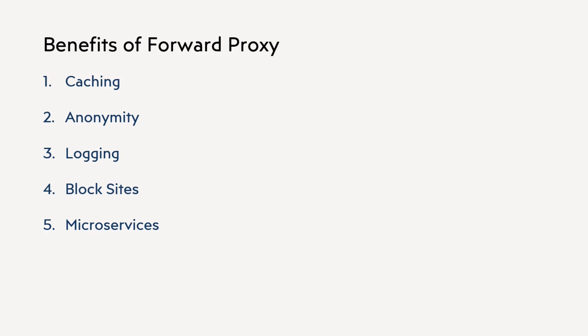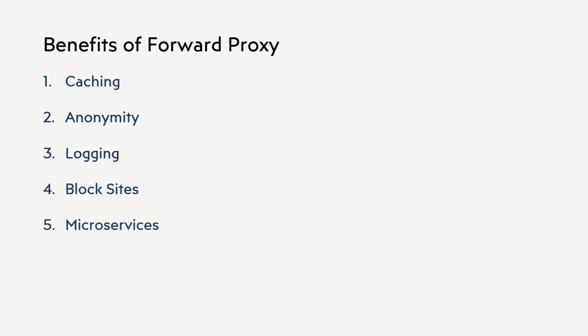Then logging as well. Whatever request is being sent by the client can be logged at the proxy level. So maybe for alerting purposes or for debugging purposes, we can go back and check those logs. And then the most important use of a proxy is that if there are certain websites you don't want to access, or maybe you want to restrict them for your employees or school students, you can block those using this proxy.